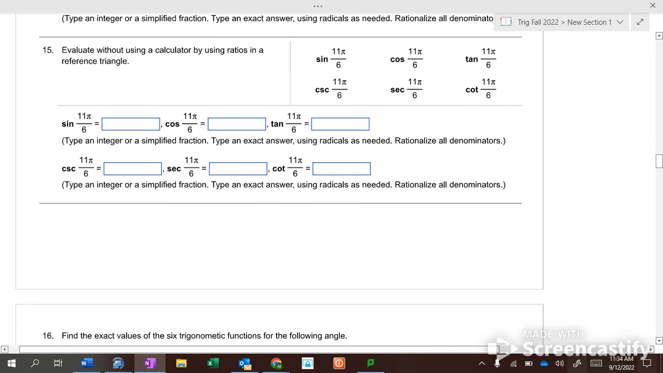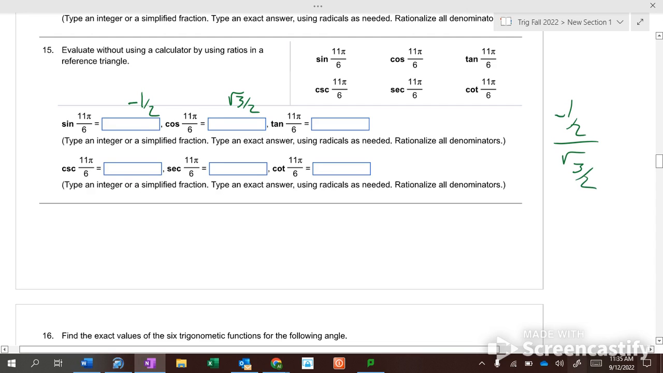When we get to 15, the sine of 11 pi over 6, well, that's straightforward. That's right on your unit circle. You can see that that is negative 1/2. Cosine of 11 pi over 6 is positive square root of 3 over 2. How do we find the tangent of 11 pi over 6? Remember, use your unit circle, and tangent is what over what? Y over x. So my y is negative 1/2. My x is square root of 3 over 2.